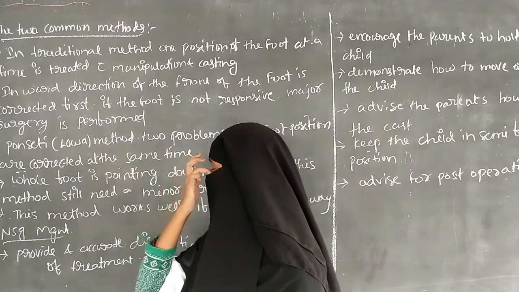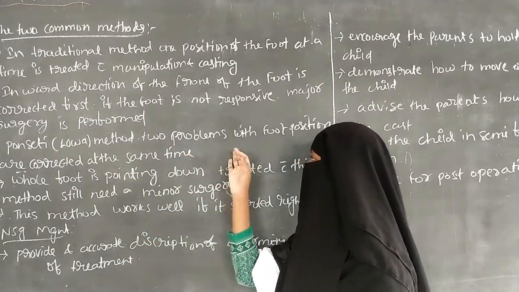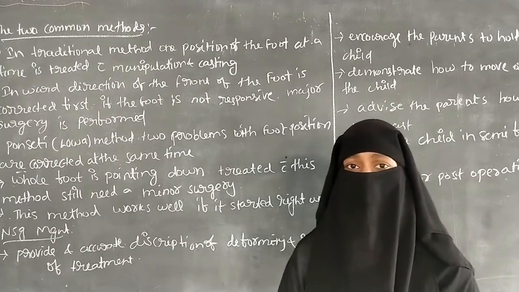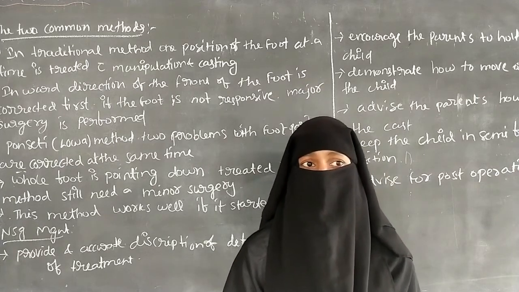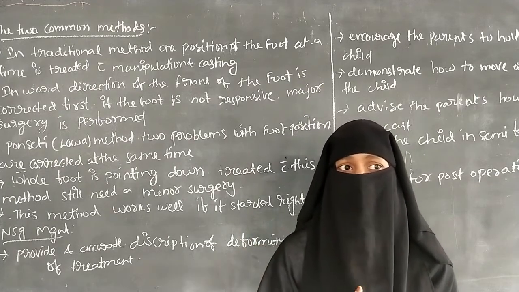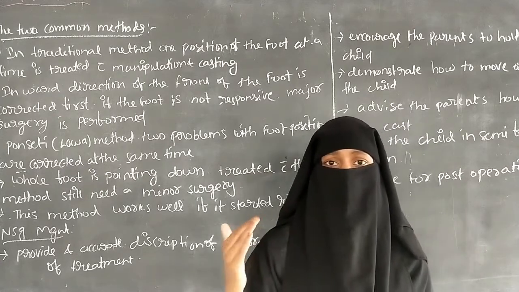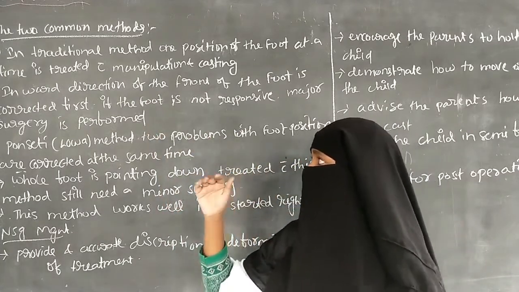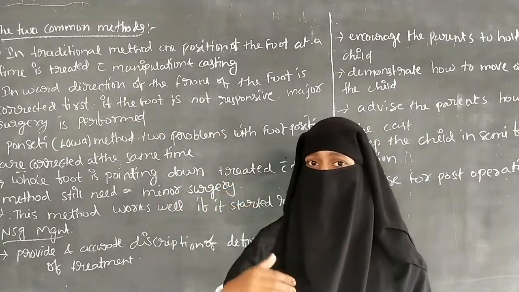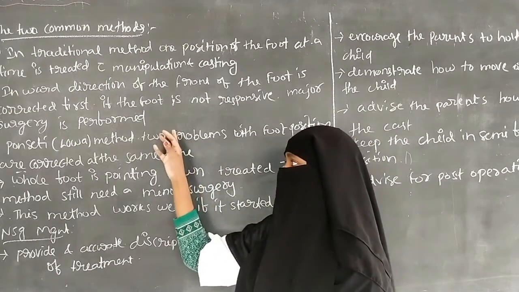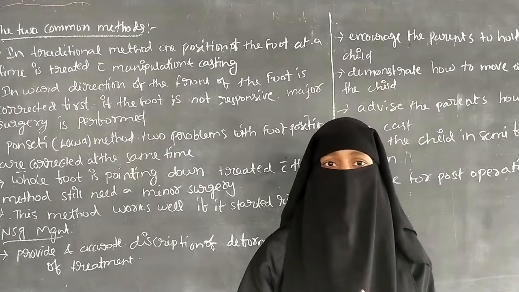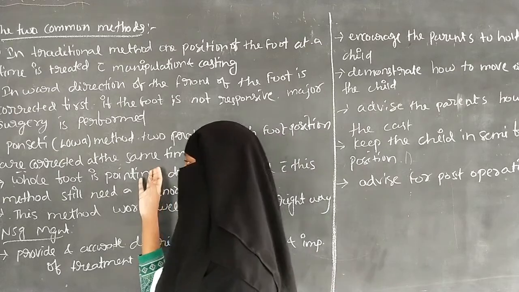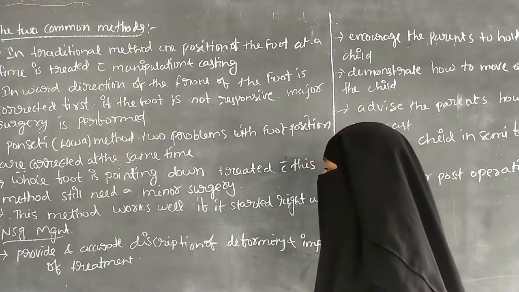Next is the Ponseti method, or Lowa method, where the two problems with foot position are corrected at the same time. In the Ponseti method, the inward direction and upward direction can be corrected at the same time. In the traditional method, first the inward direction of the foot has to be corrected. In the Ponseti method, the inward and upward directions are corrected together, and the whole foot is pointing down.